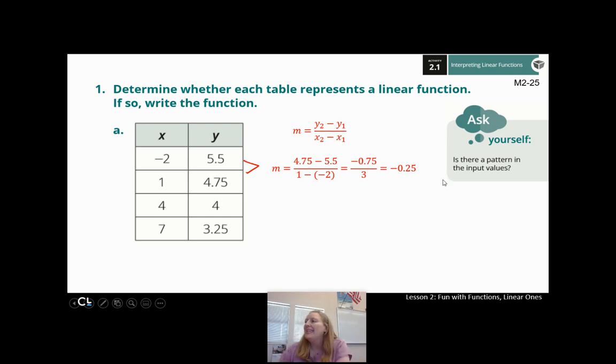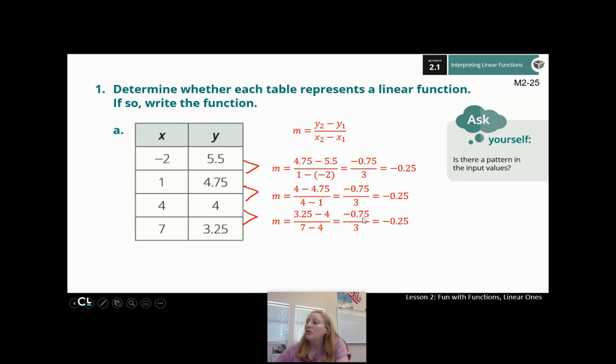Yay. And then I'm going to do the same thing again for these guys. So 4 minus 4.75 over 4 minus 1. And then I worked that out, and again got negative 0.75 over 3, and again got negative 0.25. So this is a good sign so far, but you never know, this last one could mess us up. So I did it one more time using these two points. So 3.25 minus 4 on top, 7 minus 4 on the bottom.